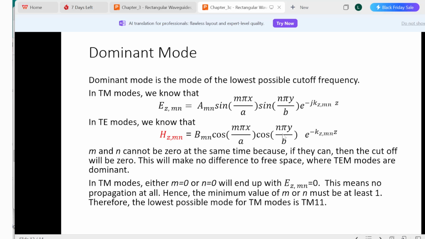If both m and n are 0, then what about the cutoff frequency? The cutoff frequency becomes 0 as well. Then it doesn't make sense. So one of them has to be non-zero.